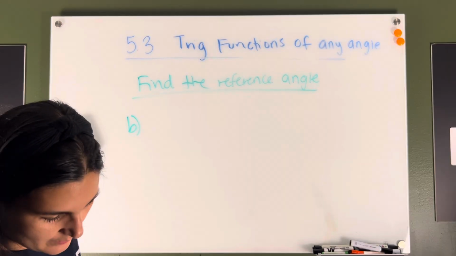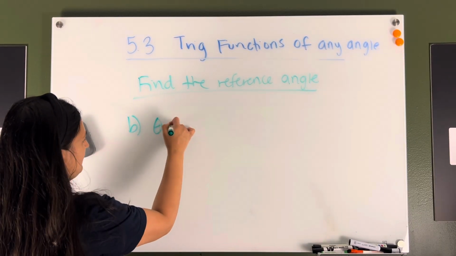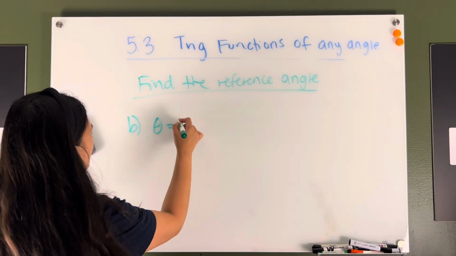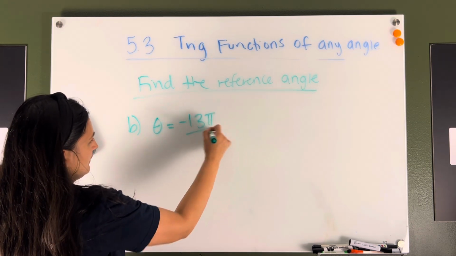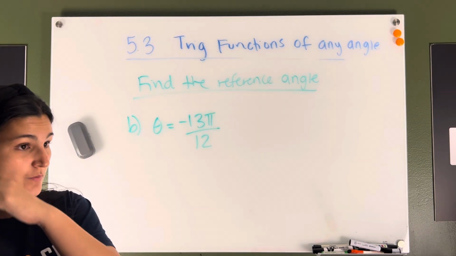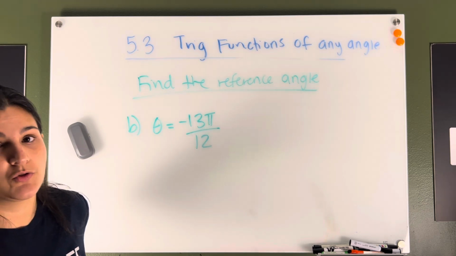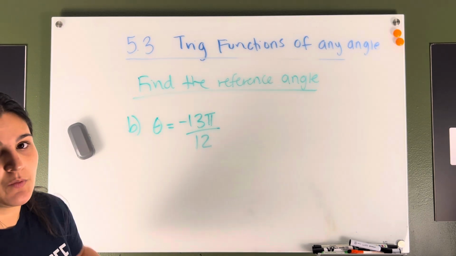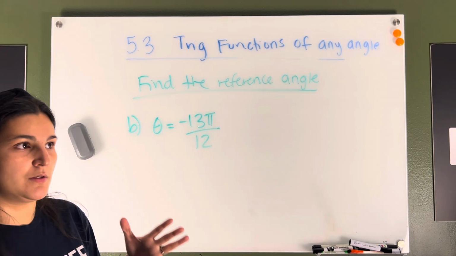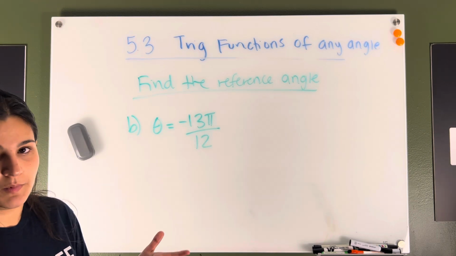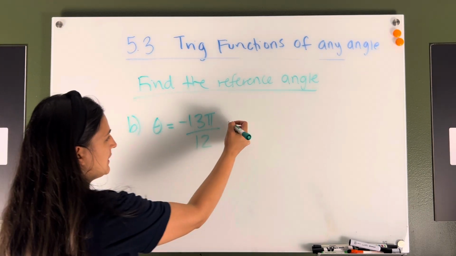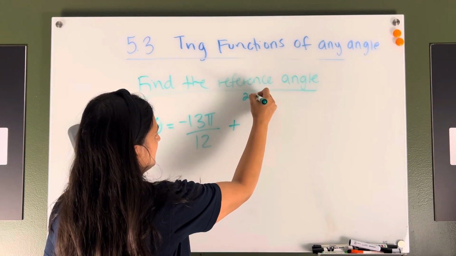Okay, so for part B, we have radians. We have theta is negative 13 pi over 12. Now, the fact that this is negative, I can see that we would probably want to find a coterminal angle so that we can have an angle between 0 and 2 pi, the unit circle, and we can go from there. So from here, I'm going to add 2 pi.